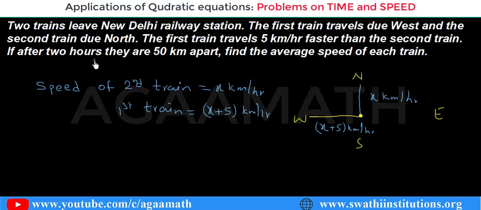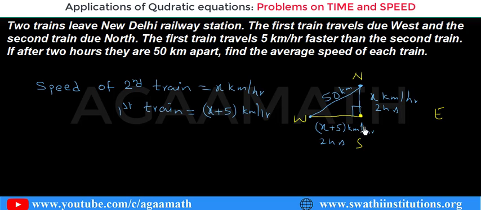If after 2 hours they are 50 kilometers apart, imagine that this train has traveled for 2 hours and this one also traveled for 2 hours. Now the distance between these two trains is 50 kilometers. We know that the angle between north and west is 90 degrees, so if you observe here, it appears like a right angle triangle.